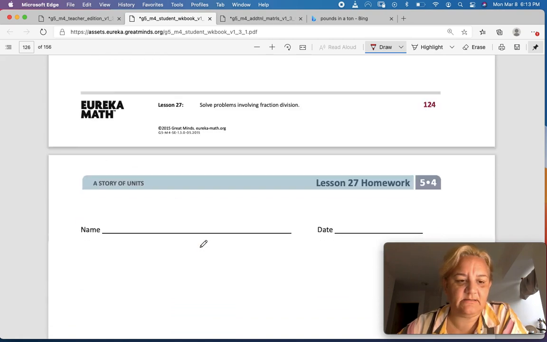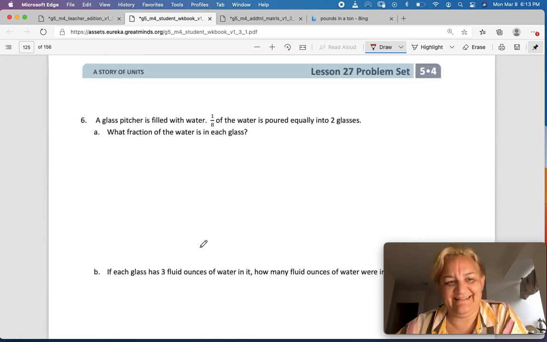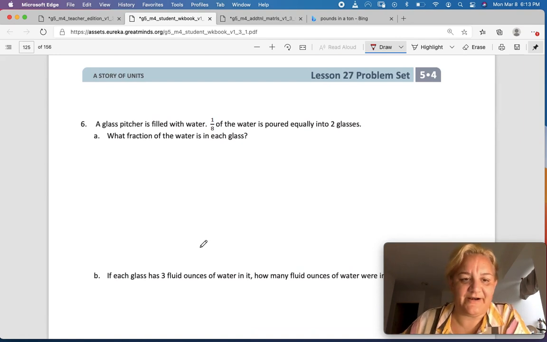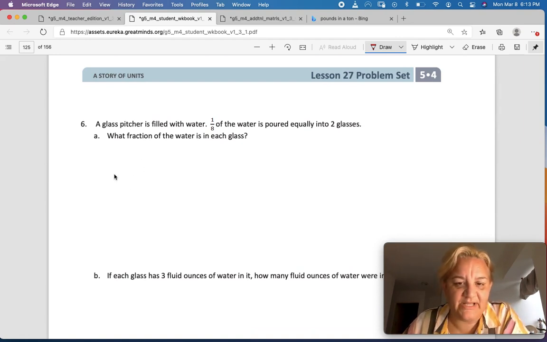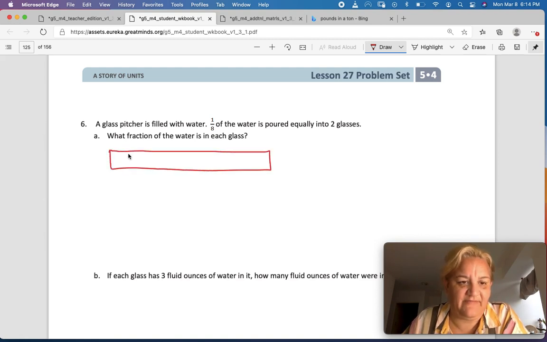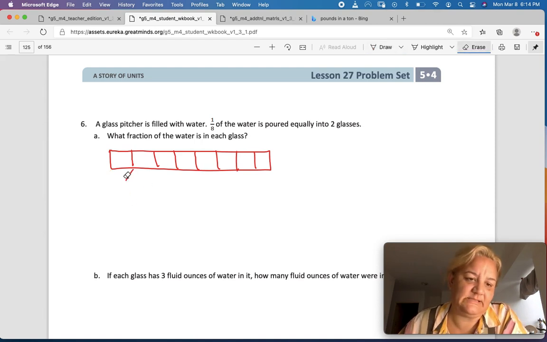Number 6. Okay, ooh, last page. Number 6. A glass pitcher is filled with water. 1/8 of the water is poured equally into 2 glasses. Okay, so here is the pitcher. And 1/8 of that pitcher, so this section right here is 1/8. Actually, let me write that on top so I can be consistent. 1/8 is this right here, okay? And 1/8 of the water is poured equally into 2 glasses.